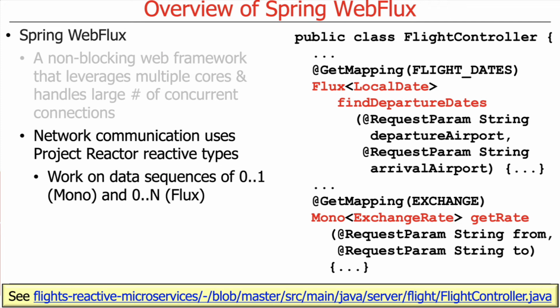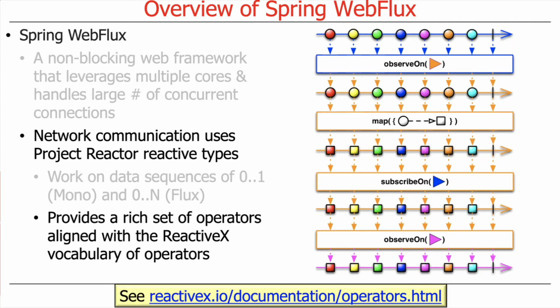And so the client can start to display the departure dates without having to wait for all the computations to be done in all the places that the server is searching to find what the departure dates are from that departure airport to that arrival airport. So that's really, really cool. So that's Fluxes, and the get rate thing was an example of Monos.